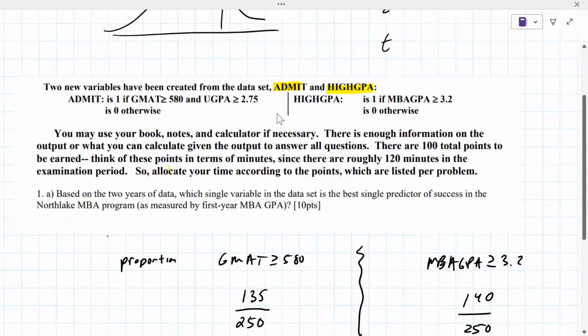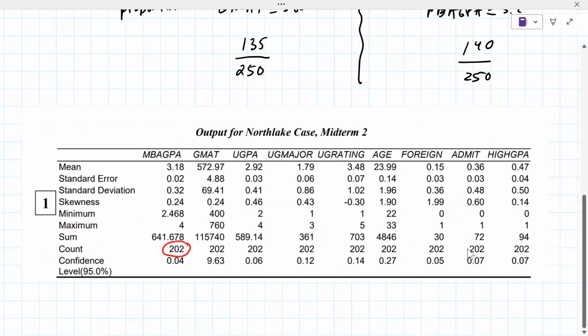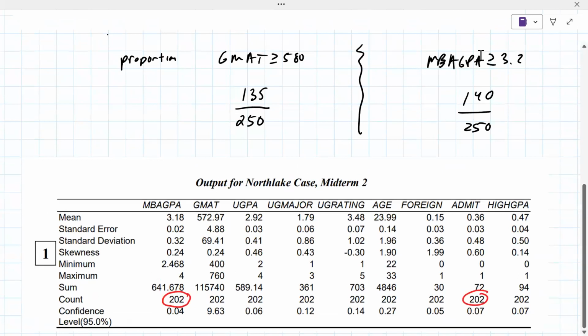And then the other one is the admit, sorry, the count, that's not what I'm looking for. These are the totals, not the counts. I thought they were the counts of this thing. So the sum, output for Northlake case midterm two. I'm just trying to figure out what they're even going with here. The count's just the total number. That's not what I was looking for. I was looking for something that actually counted how many exceeded that threshold. Sum, so 72 out of 202, that's looking pretty good to me as being the count here, like how many actually got this.